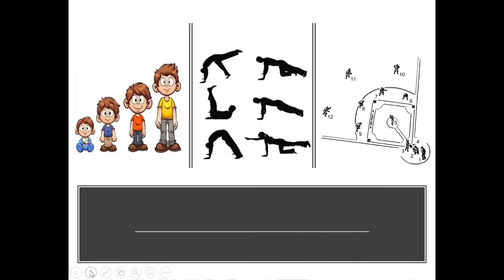Next group of pictures. What do you notice or see? Well, in the first picture, I noticed there is a little boy, and a boy in line is taller and a little bit bigger, and then a boy that's even bigger, and then the biggest. And in the next picture, I notice it looks like different yoga positions or exercise positions, like doing push ups or holding your arm or leg up in different ways and positions.